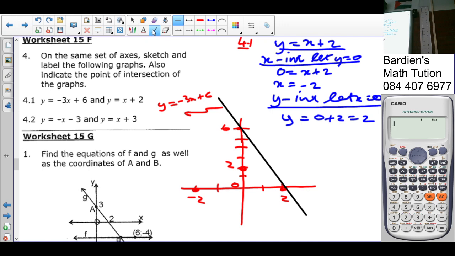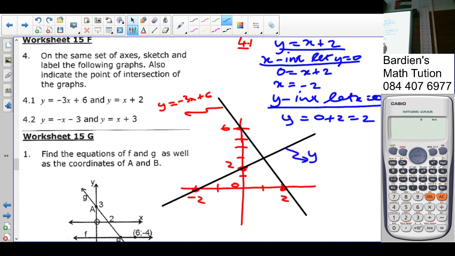Where we draw, the graph is coming through there. Again, they want to label the graph. So that is the graph of y is equal to x plus 2. Can you see that, people?